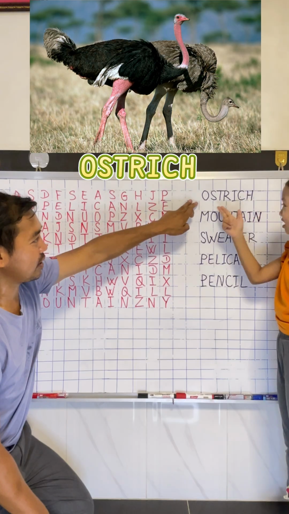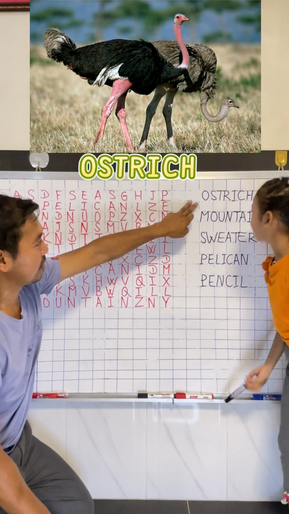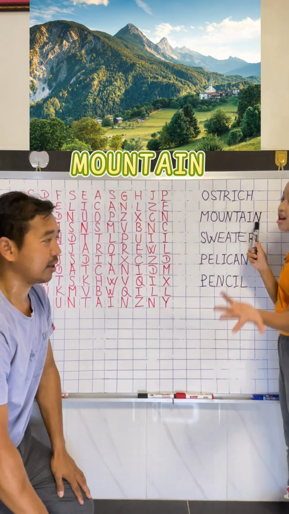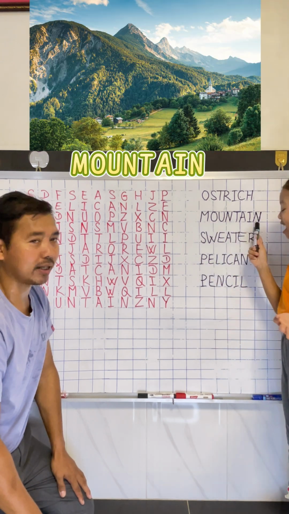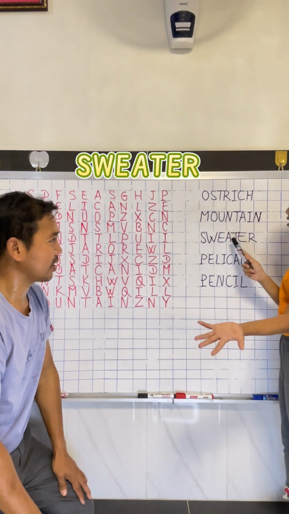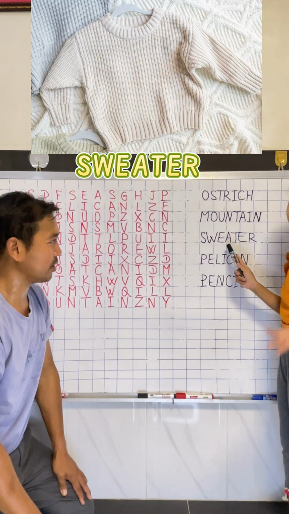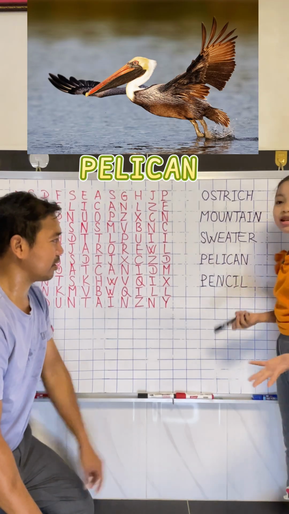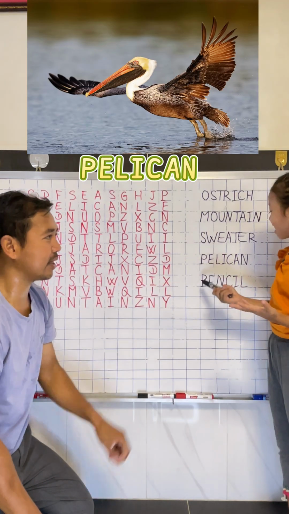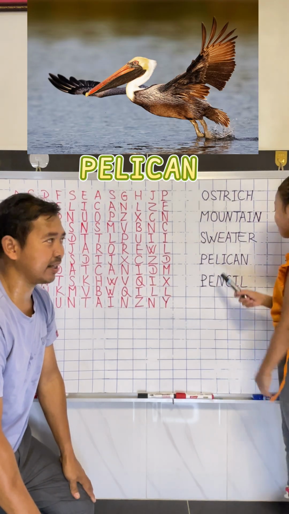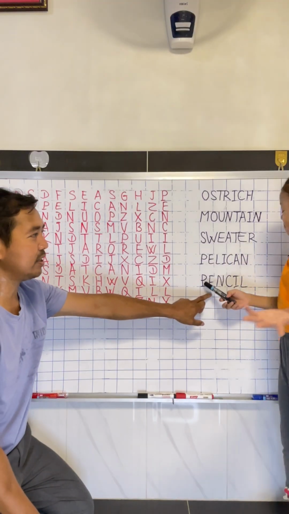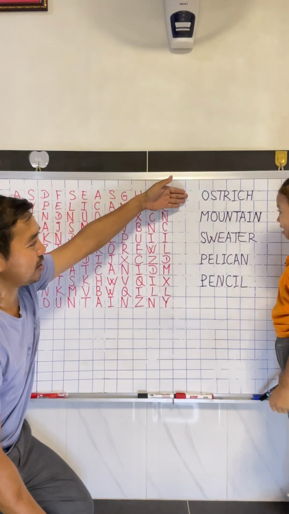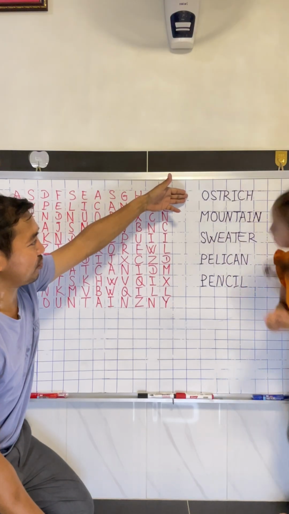Ostrich. Say with me. Ostrich. Mountain. Say with me. Mountain. Sweater. Sweater. Pencil. No, this one is pelican. Pelican. Say with me again. Pelican. And the last one, pencil. Pencil. Yes. So now, please spell all 5 words.